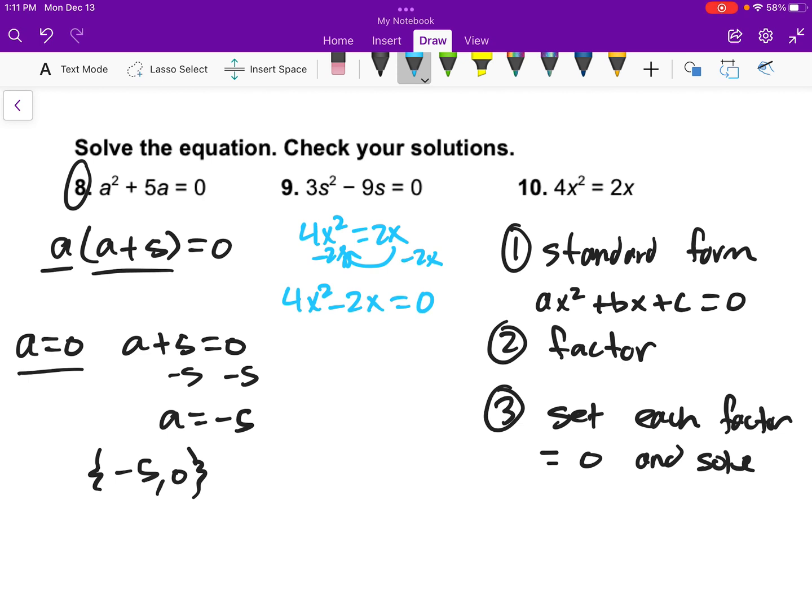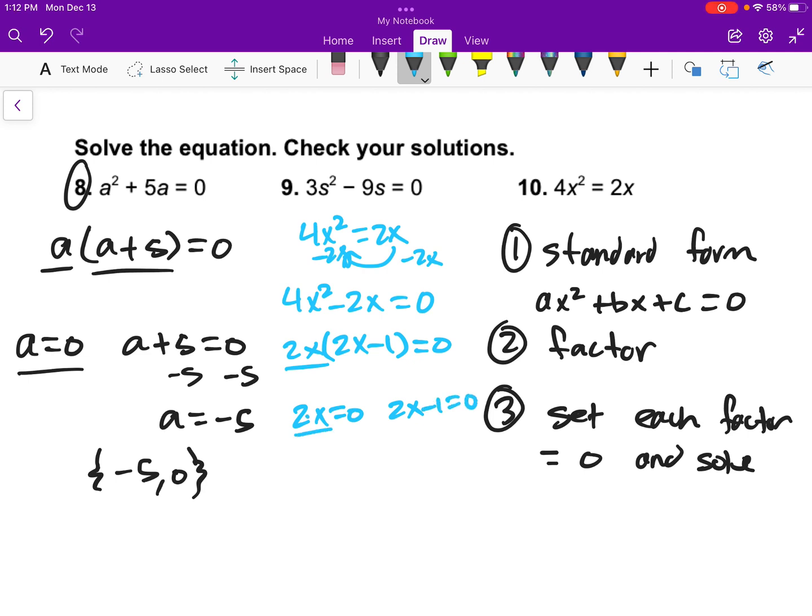Now the second step is to factor it. So I can take a 2x out of both of those. If I take out a 2x, I'd be left with 2x minus 1. The next step is to set each of those factors equal to 0. So I'm going to go 2x equals 0, and 2x minus 1 equals 0.